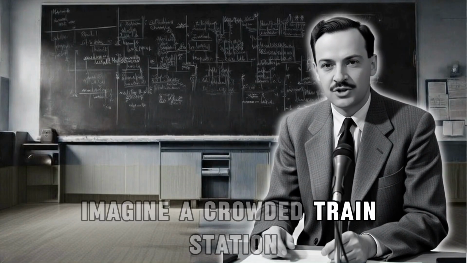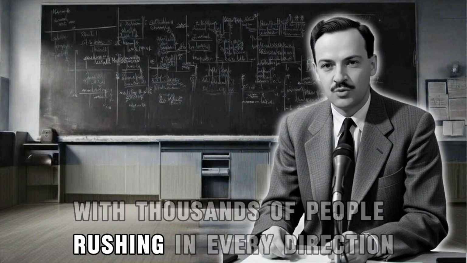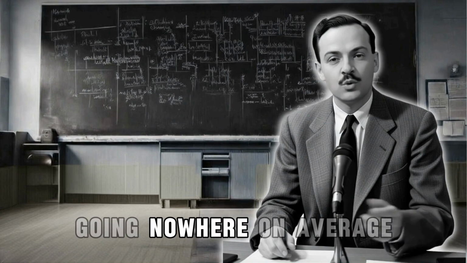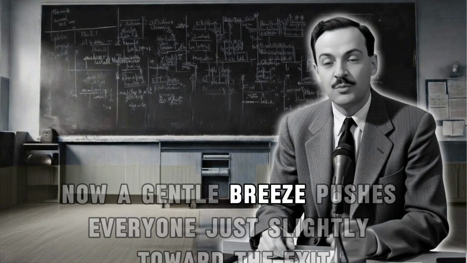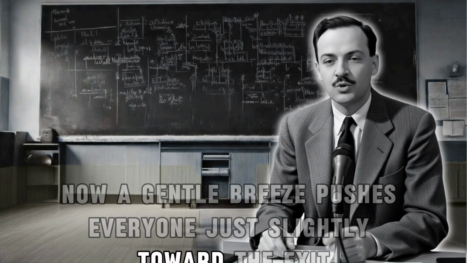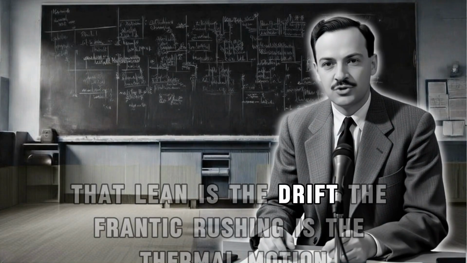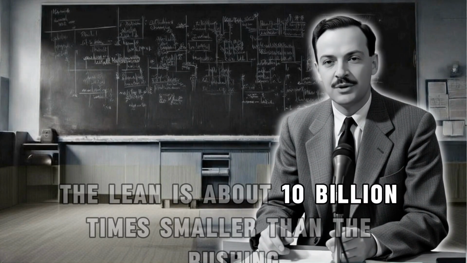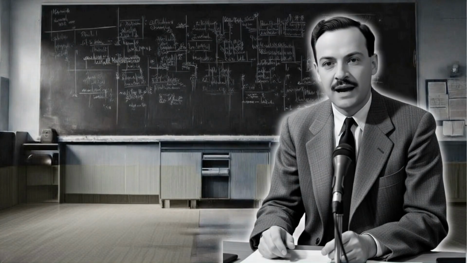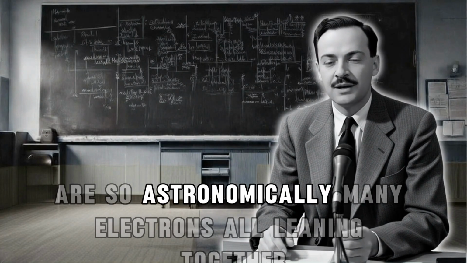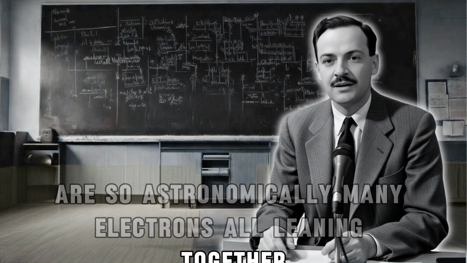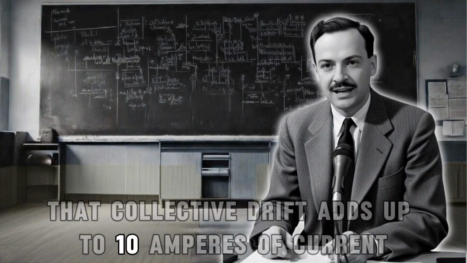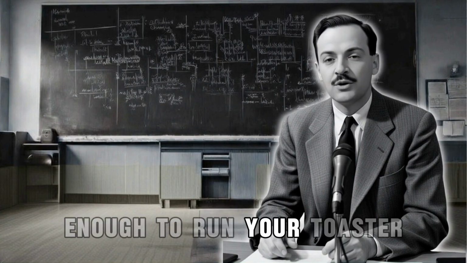Imagine a crowded train station with thousands of people rushing in every direction, going nowhere on average. Now a gentle breeze pushes everyone just slightly toward the exit. That lean is the drift. The frantic rushing is the thermal motion. The lean is about 10 billion times smaller than the rushing. And yet, because there are so astronomically many electrons all leaning together, that collective drift adds up to 10 amperes of current, enough to run your toaster.